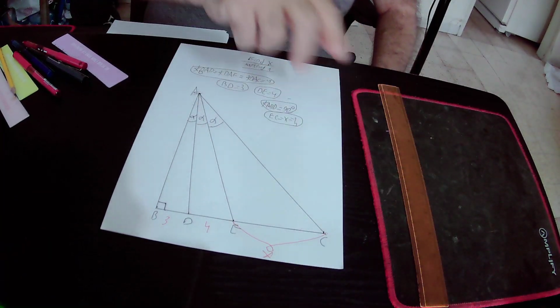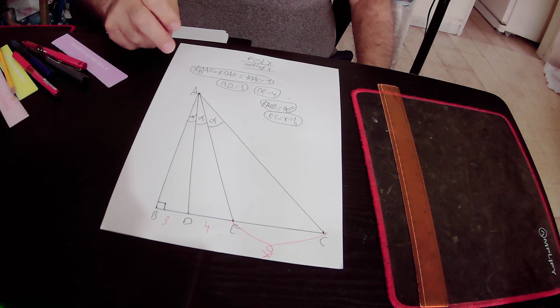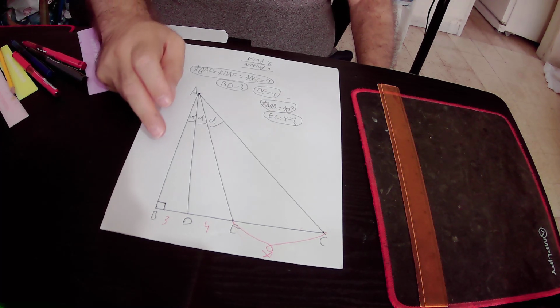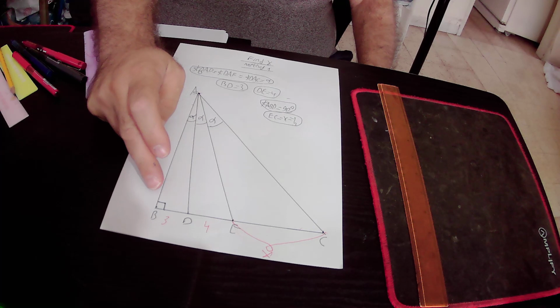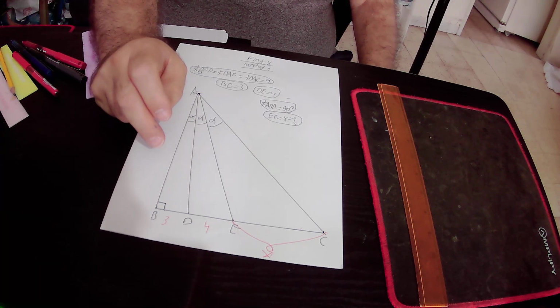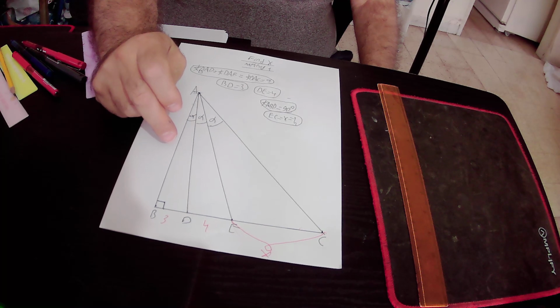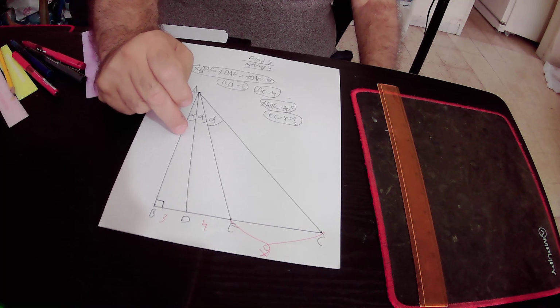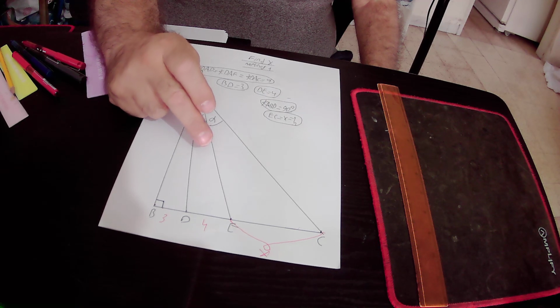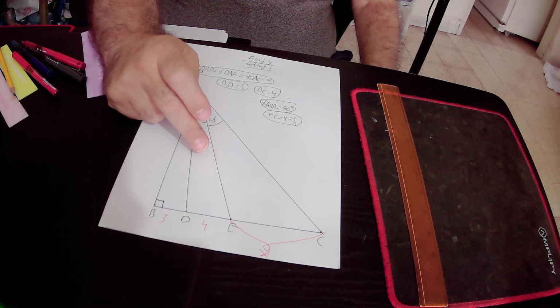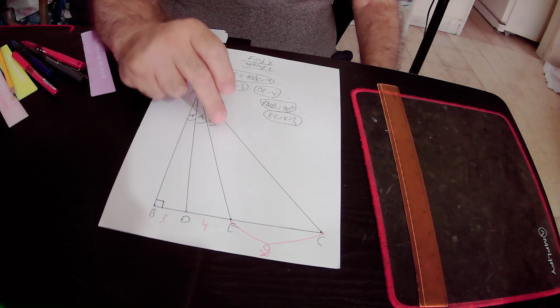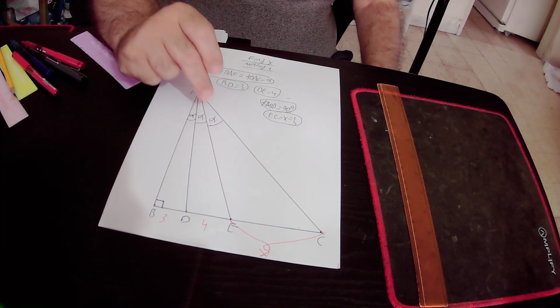Hello, in this lecture we will find the value of x using two different methods. In the drawing we have right triangle ABC, angle ABC equals 90 degrees. We also know that angle BAD equals alpha, angle DAE also equals alpha, and angle EAC also equals alpha.